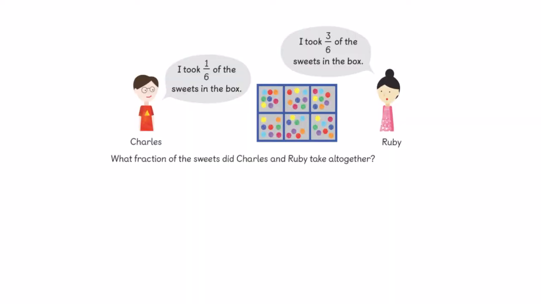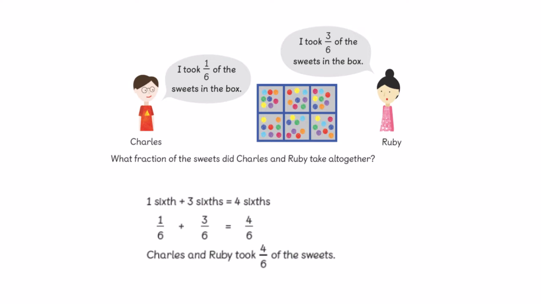The number sentence we need is 1/6 plus 3/6, which would make 4/6. This is because Charles took 1/6. He took 1 of the parts. Ruby took 3/6, so we need to add those 3 parts that Ruby took. 1/6, 2/6, 3/6. Altogether, 4 of the parts were taken. Charles and Ruby took 4/6 of the sweets.